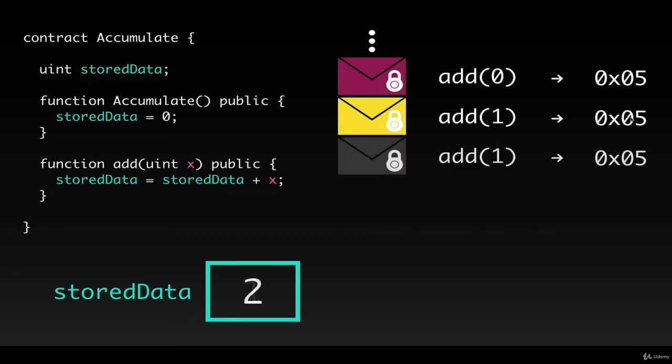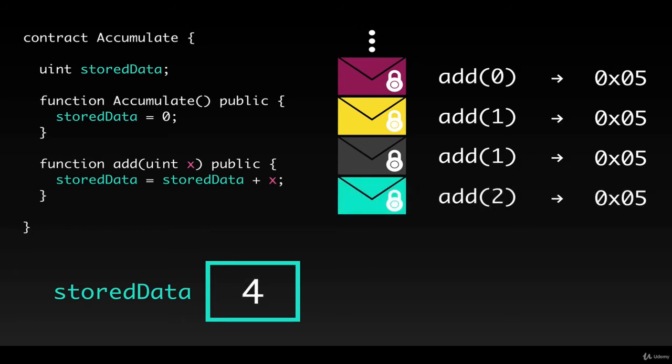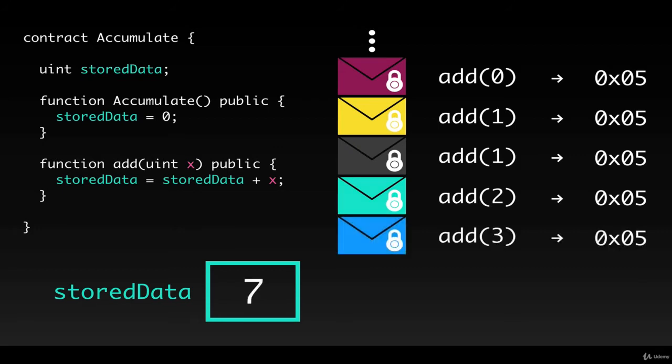So the next one comes in, someone adds 1, and all the computers, all the miners on the network, see the add 1 and increment stored data to 2. Next one comes in, add 2, they increment to 4. Next one comes in, they add 3, and they increment to 7.